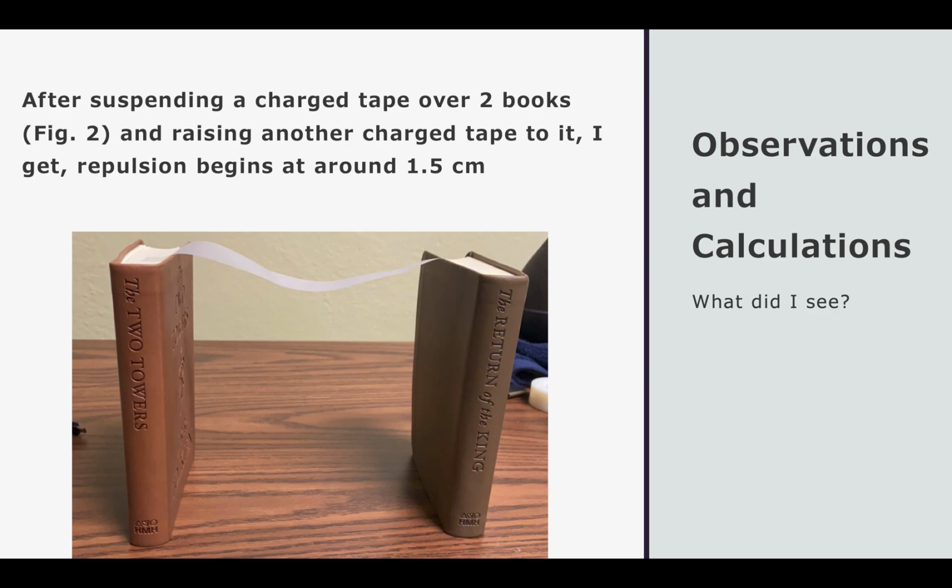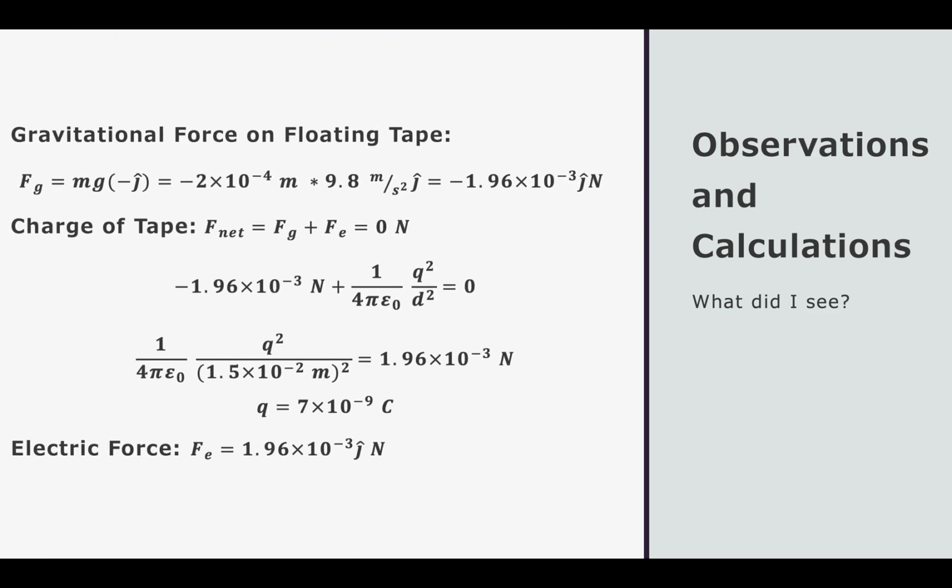When I held another charged tape under it, the electrostatic repulsion occurred around 1.5 centimeters. At this point, the magnitude of the gravitational force equals the magnitude of electric force, which is useful when determining charge. Using the mass of the tape and gravitational acceleration on Earth, I calculated the gravitational force and set that equal to the electric force. Since we know D, we can calculate charge, and this charge agrees with the expected electric force and gravitational force to make the net force 0.